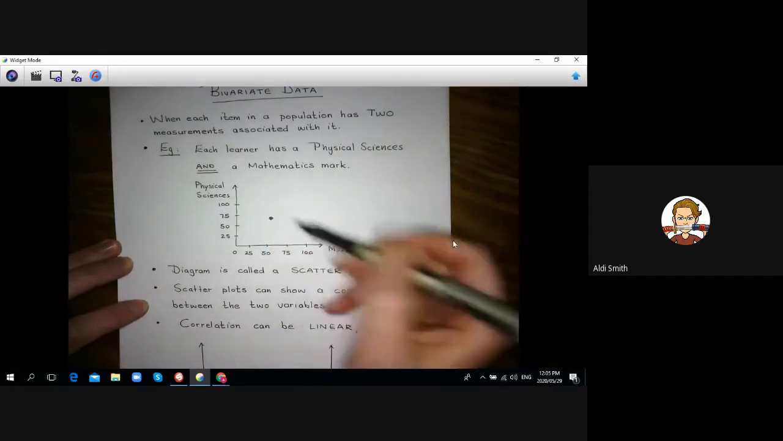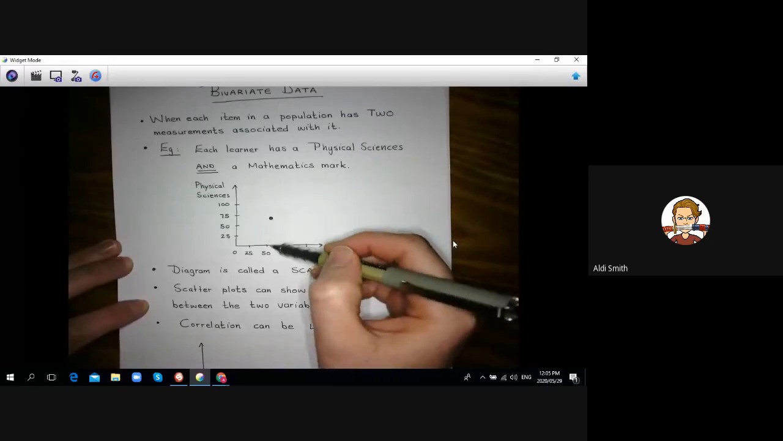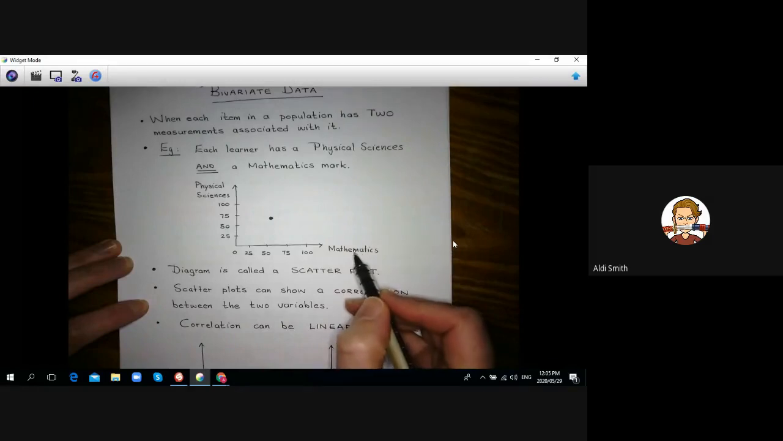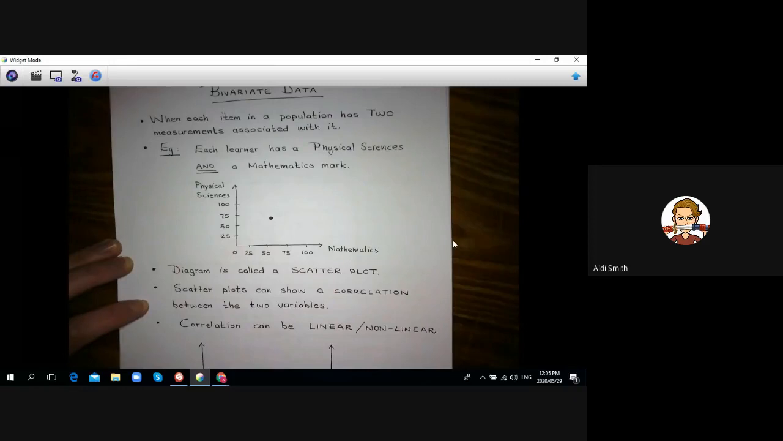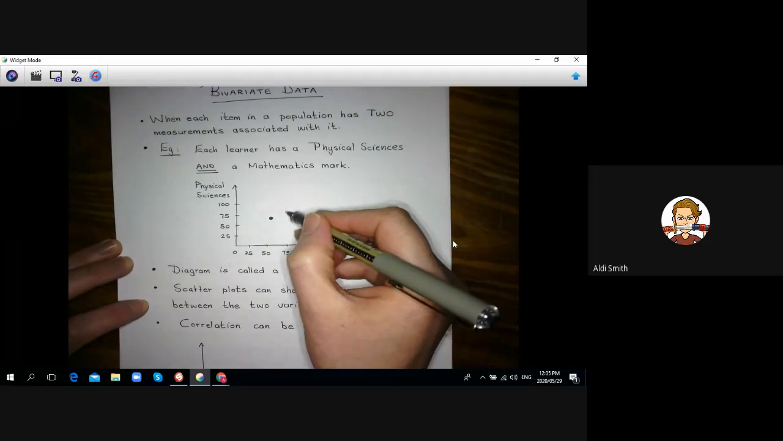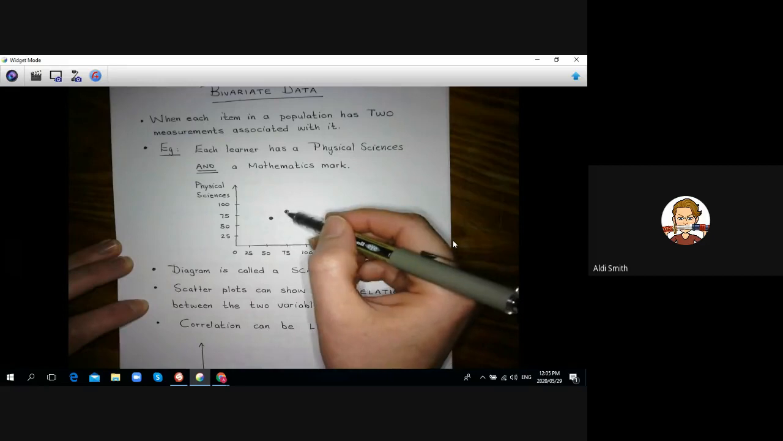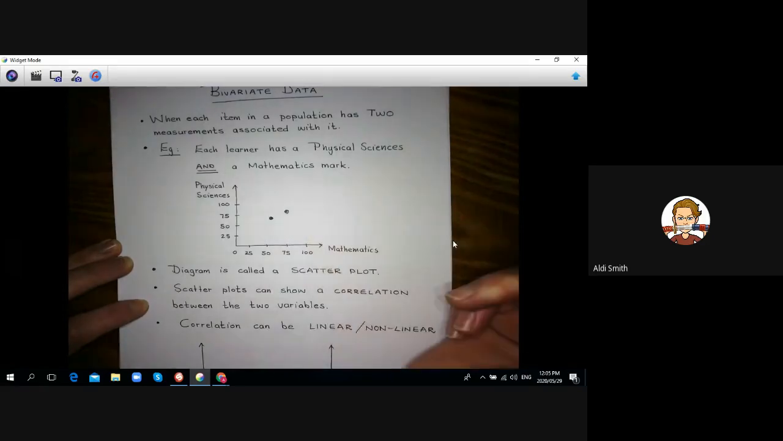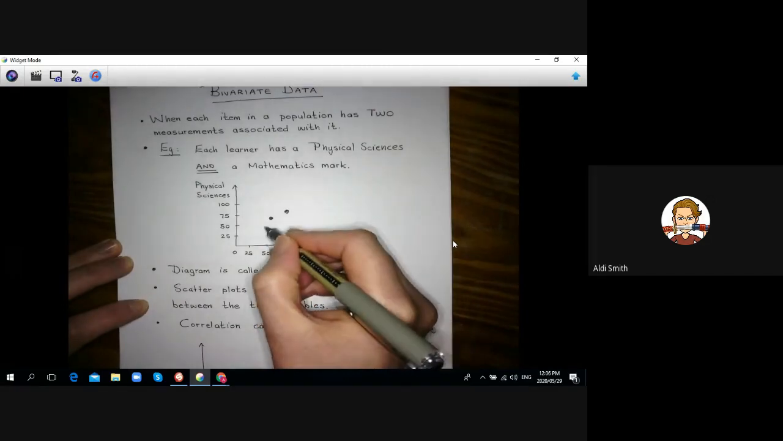So the dot will be an XY coordinate dot. X will in this case represent the mathematics mark, and Y will represent their corresponding physical sciences mark. So I can have somebody, for instance, who's got 75 for mathematics and maybe about 80% for physical sciences. So I'll put a dot there, which represents that person's mathematics mark and physical sciences mark. Or I'll have a person who'll have 50% for mathematics and might then have about 48% for physical sciences, and I'll put a dot there.